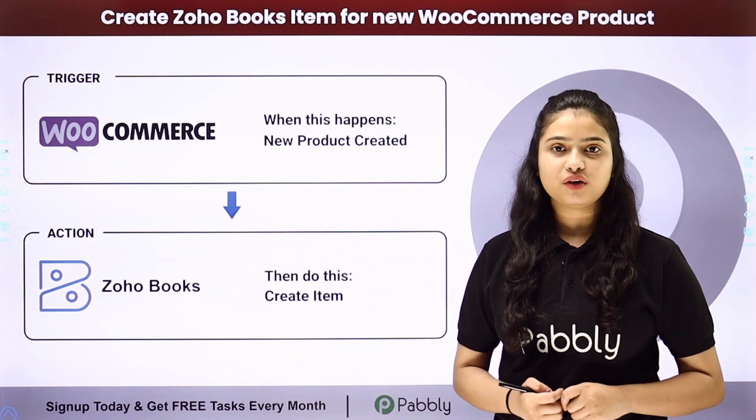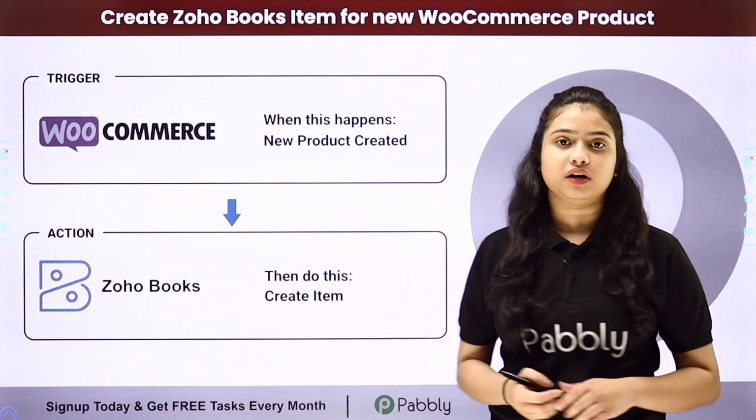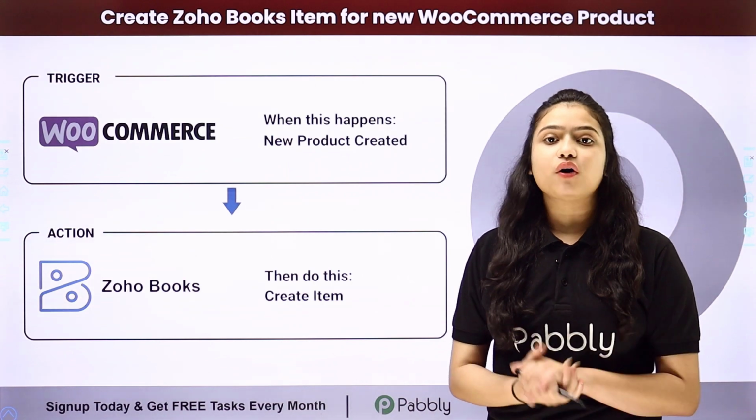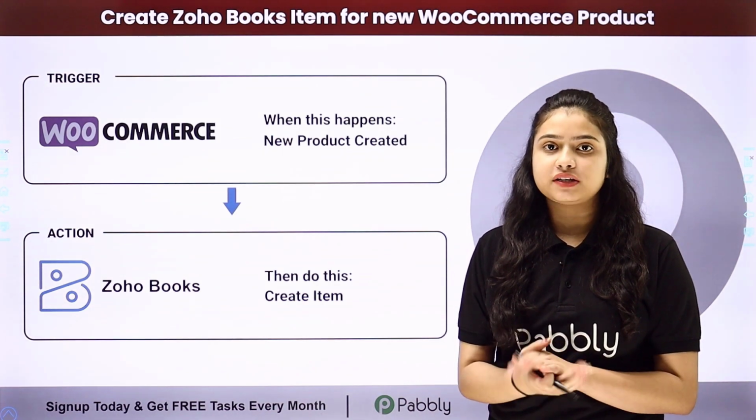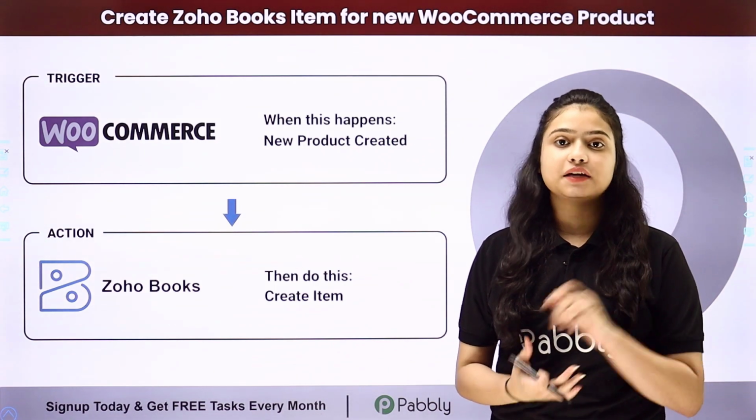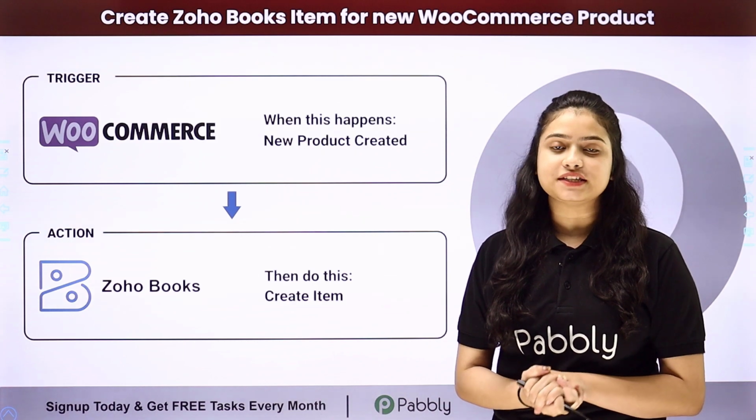In this video, we are going to learn how to create a Zoho Books item for a new WooCommerce product. Suppose I'm selling my products by using WooCommerce, and now I want that as soon as I add a new product in my WooCommerce store, automatically by using that same response, a new item should be added in my Zoho Books account. So how are we going to automate this entire process?